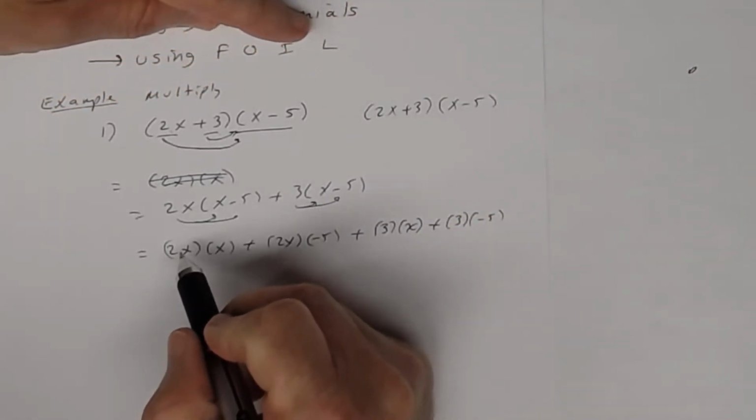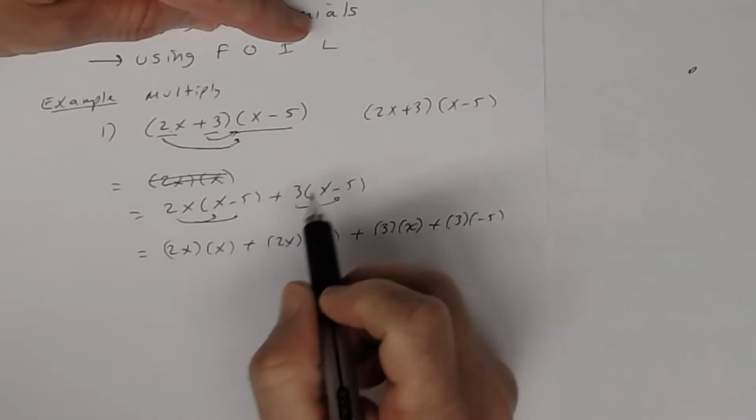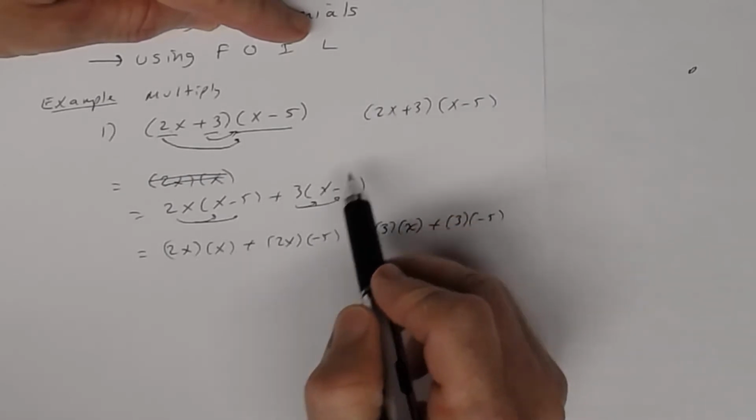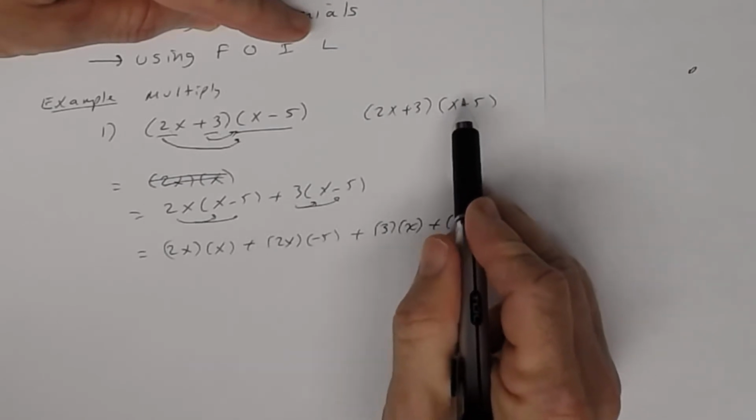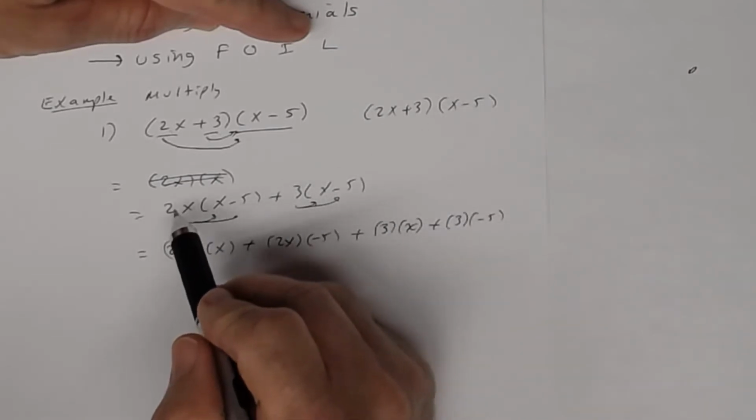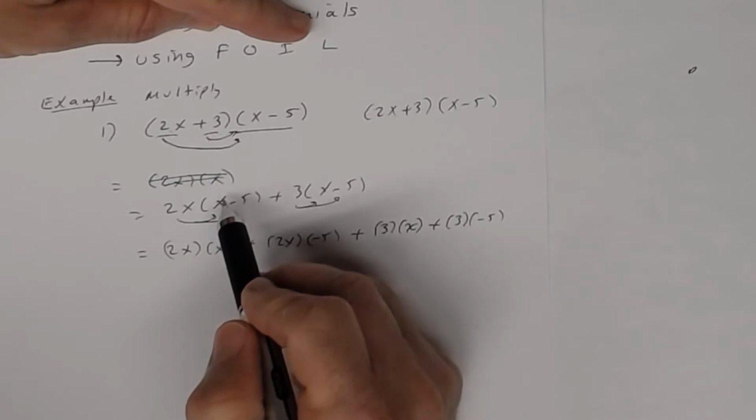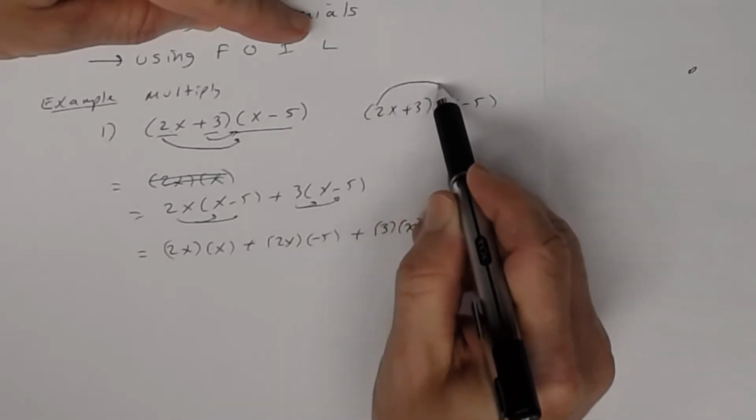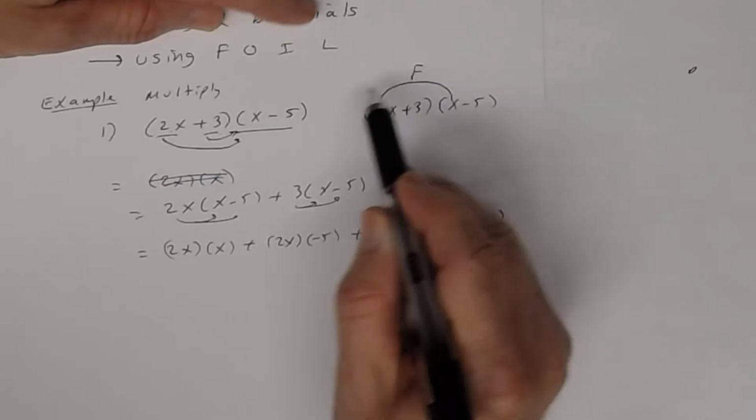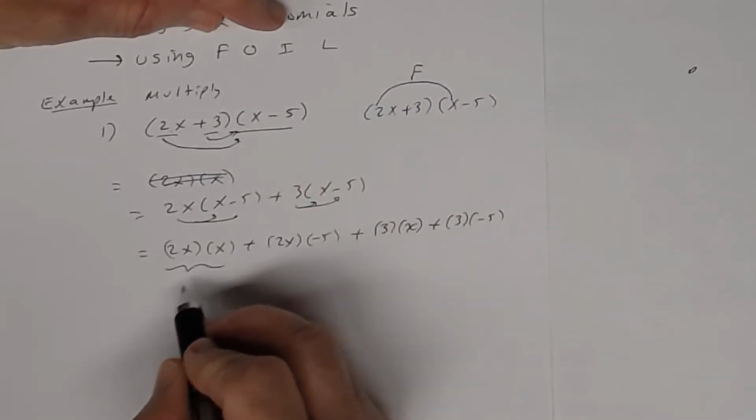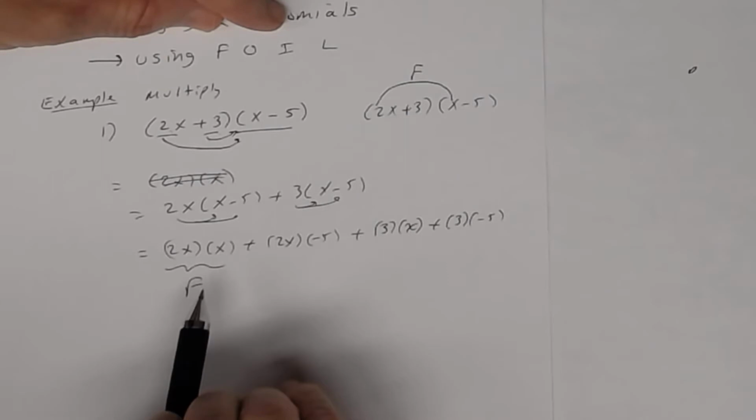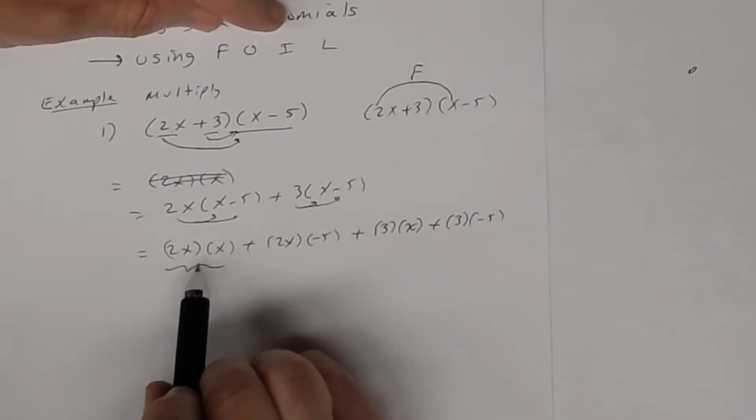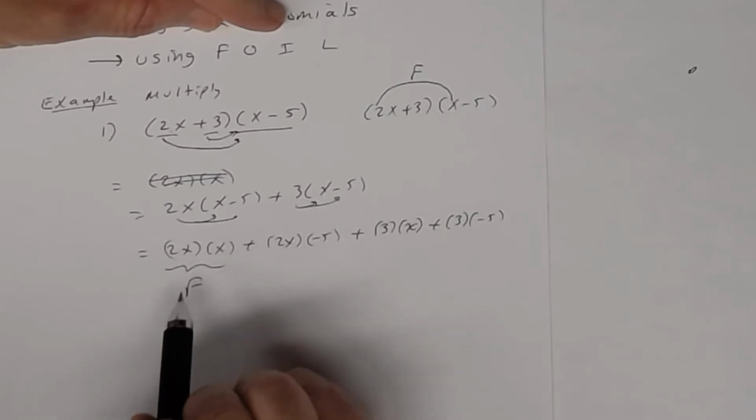So you see this 2x and this x here? That 2x came from the first term in that binomial, and that x came from the first term in the second binomial. You can see it. So first times first, that means F. That's that F here. So this is your F. First times first is first, this product right here.